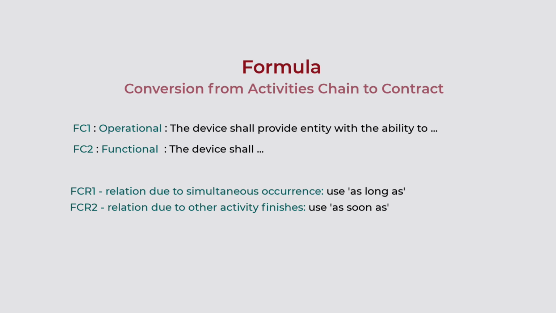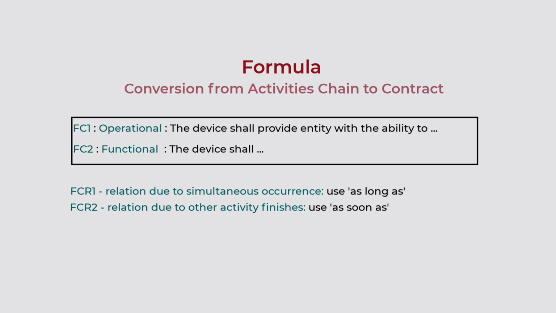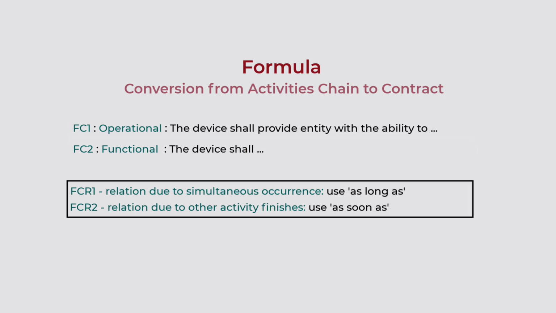This is the formula that we use to derive the contract from the activities chain. If the activity in the activities chain is operational type, or we label it as formula FC1, then use the wording, the device shall provide the entity with the ability to. If the activity in the activities chain is functional type, or we label it as formula FC2, then use the wording, the device shall.